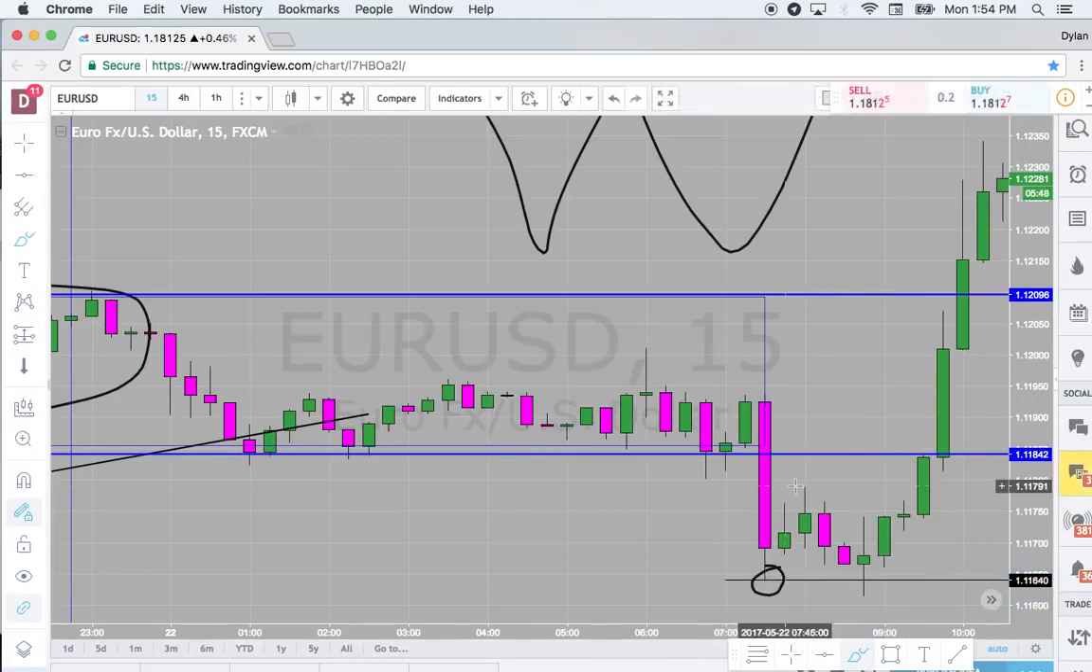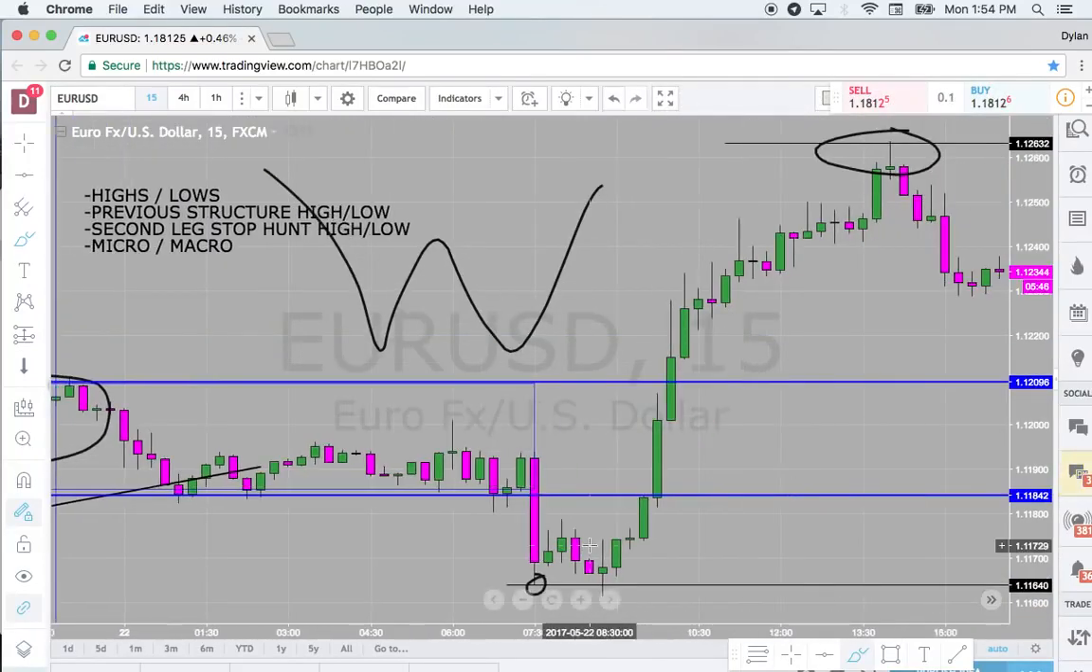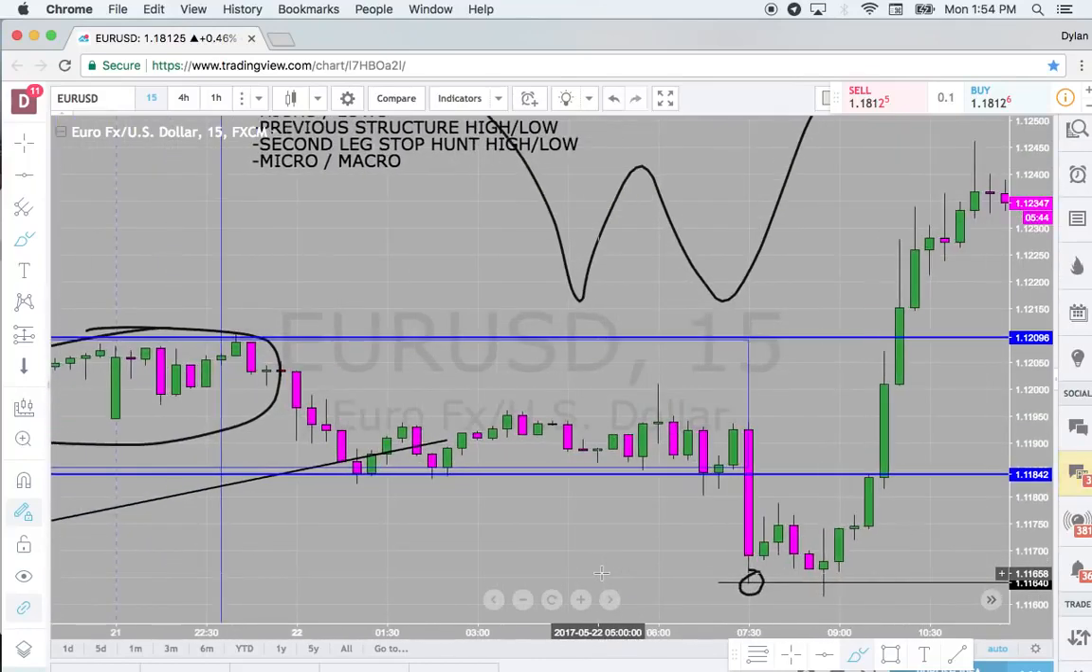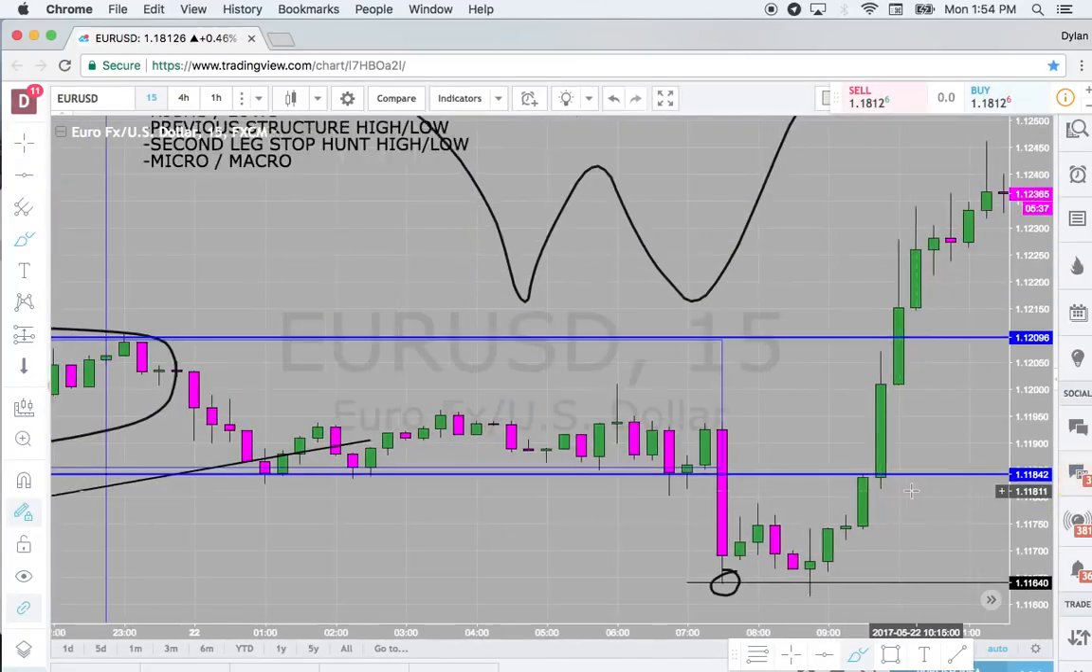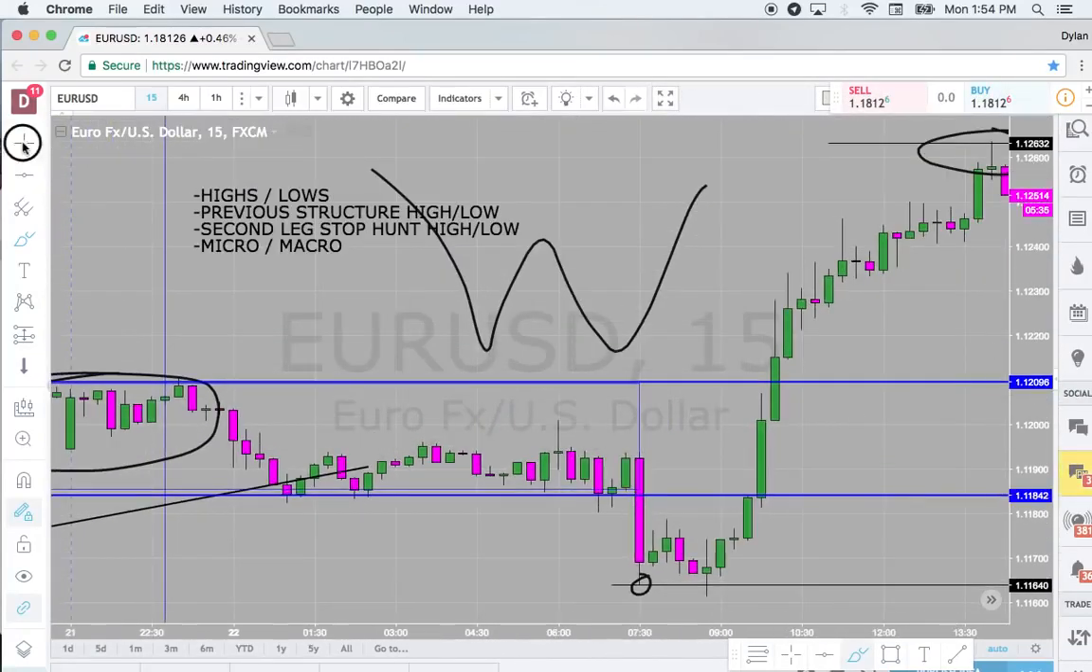So what happens right after it stop hunts with that wick? Well, first of all, what happens with this W formation? Why does it do that? Why does that stop hunt occur?